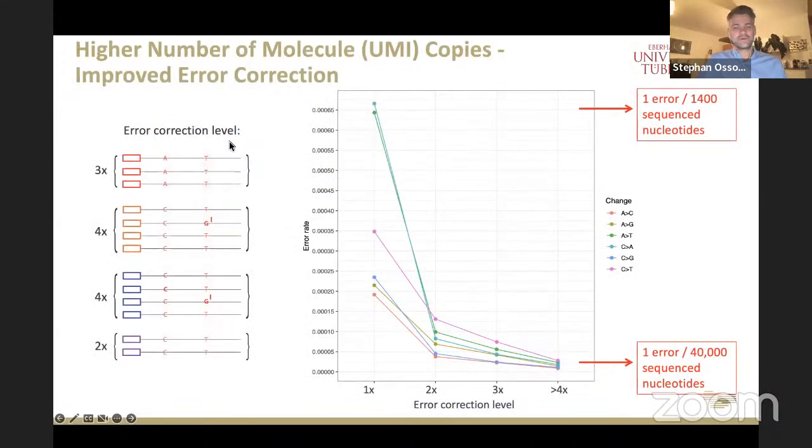You can then group these and check how well you can do error correction. So here we termed that correction level, meaning that if I find 3 copies of an original molecule, I have a correction level of 3. If I find 4 copies, I have 4. And as you can see here, with 1 copy, so no correction, the error rates are relatively high. They are slightly different for each nucleotide change. And with 4 copies, you basically reach an error rate that is negligible, like 1 in 40,000. So now we can actually detect variants with 1 in 5,000 or better.